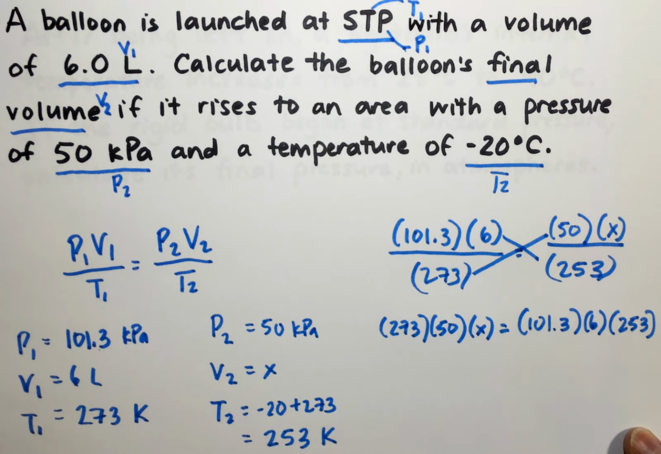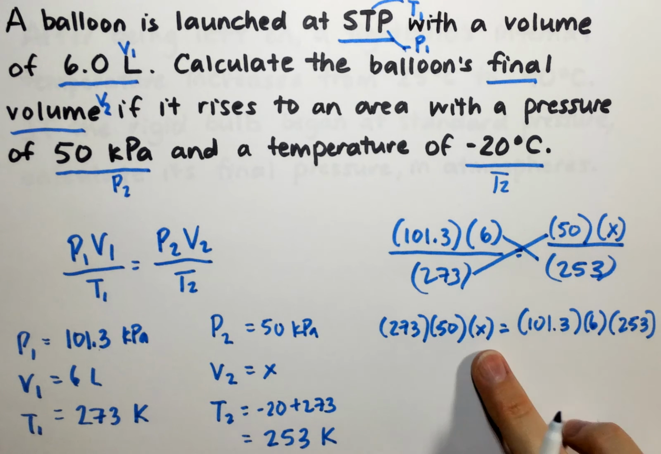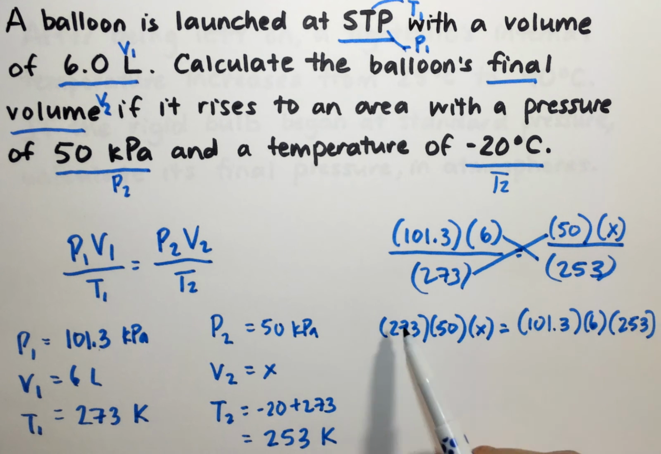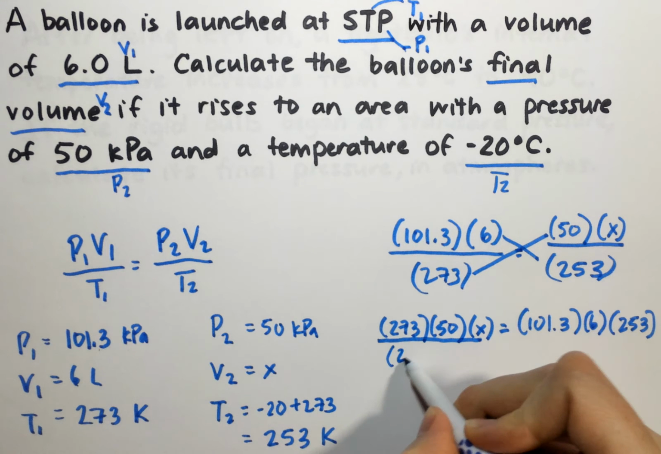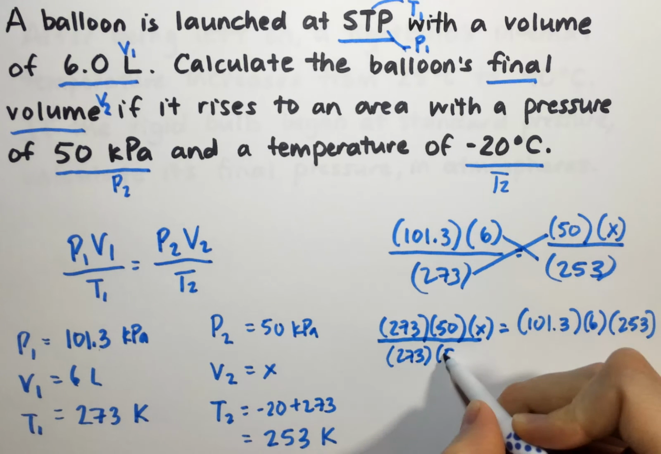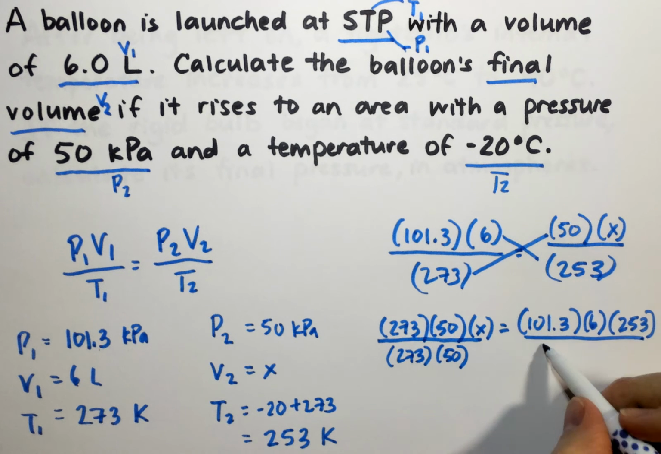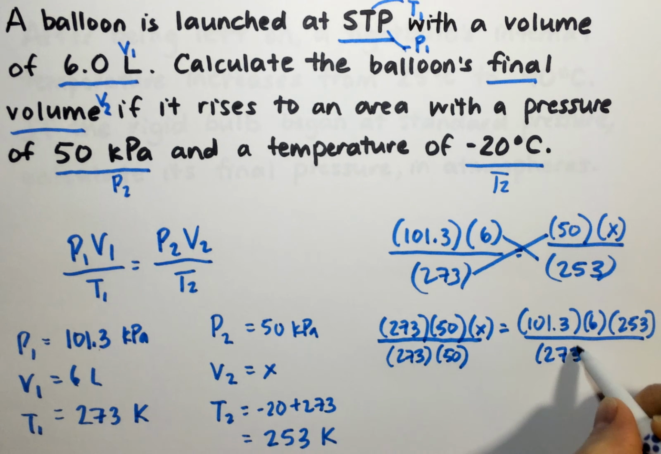That's a huge mess of an equation to solve, but you know you want x on its own, so we've got to get rid of these two numbers here. So let's just divide both sides through by 273 times 50. And hopefully that'll get us to a reasonable value for x.